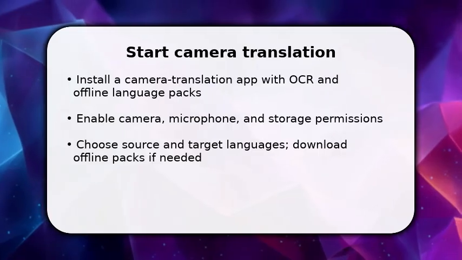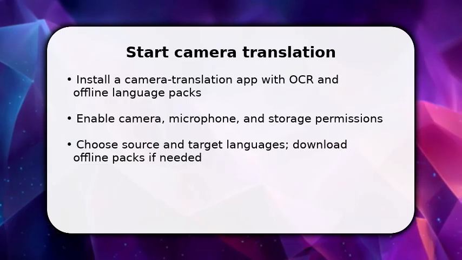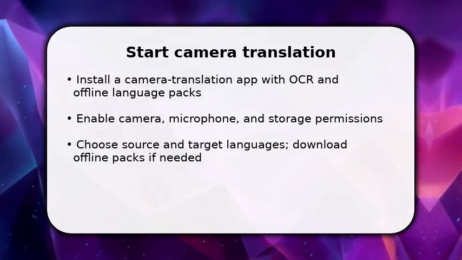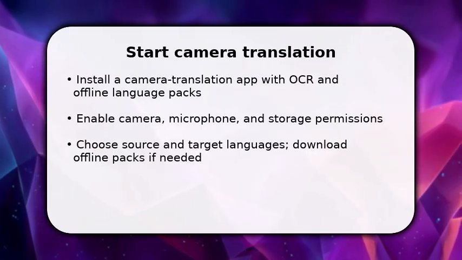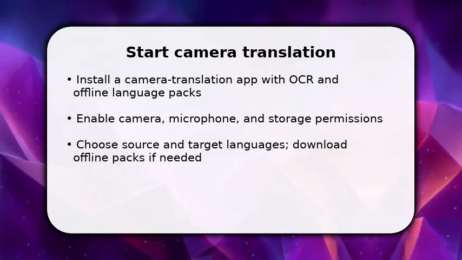You begin by opening the Camera Translation app and granting camera and storage access so the app can capture and save text. Once done, pick the source and target languages and download offline packs if you expect no network. This saves time and prevents errors.